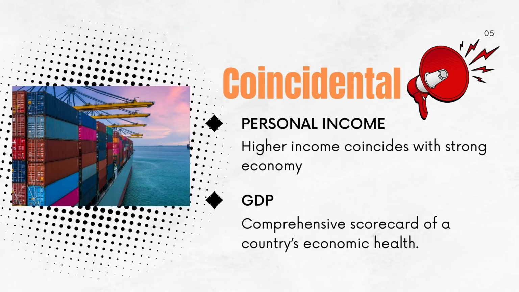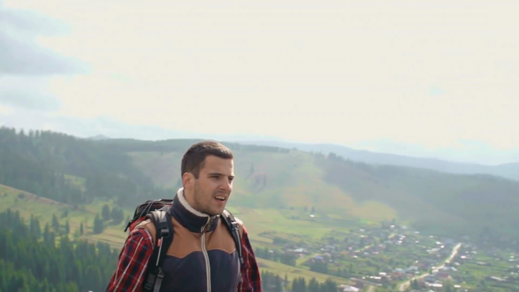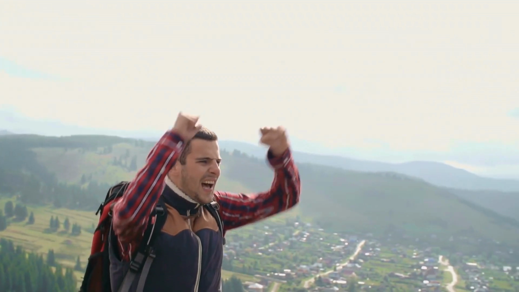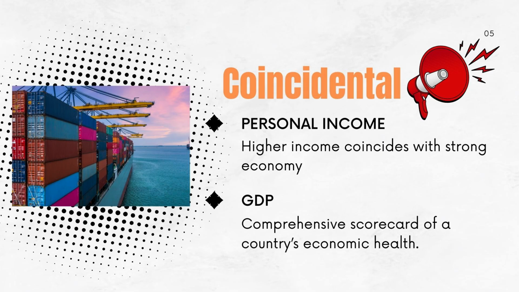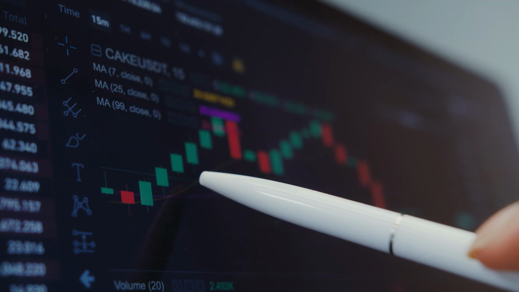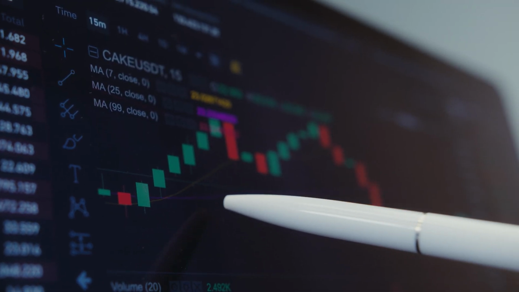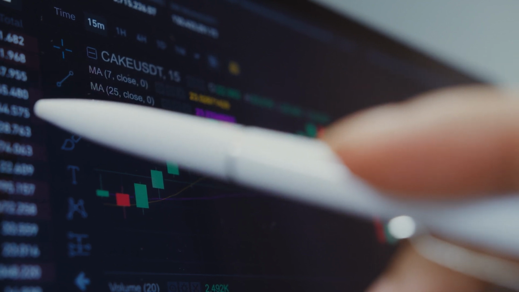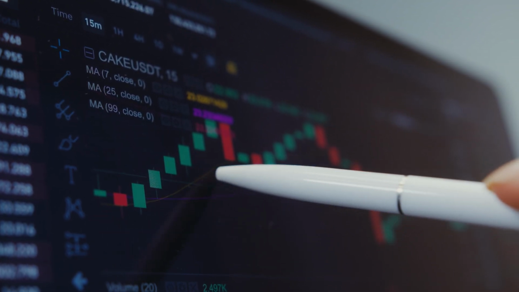Now for some examples of coincidental indicators, being personal income. When it's higher, it often coincides with a stronger economy. Lower personal income often coincides with an economy struggling. Meanwhile, gross domestic product, or GDP, shows the percentage of change each period, coinciding with recessions.